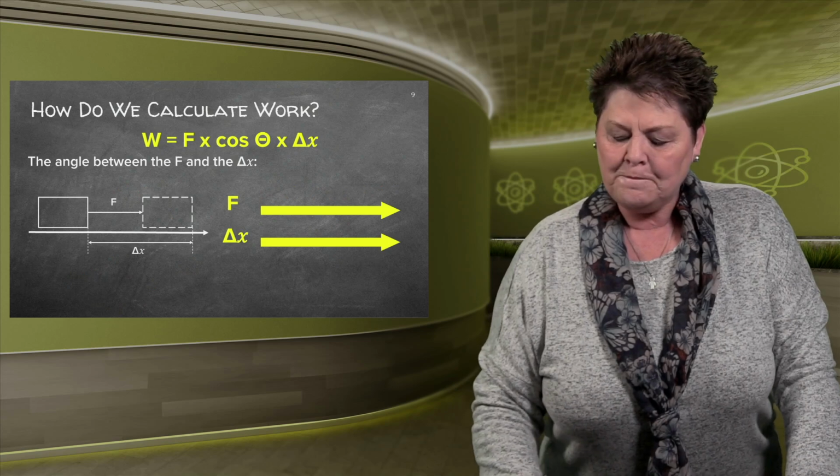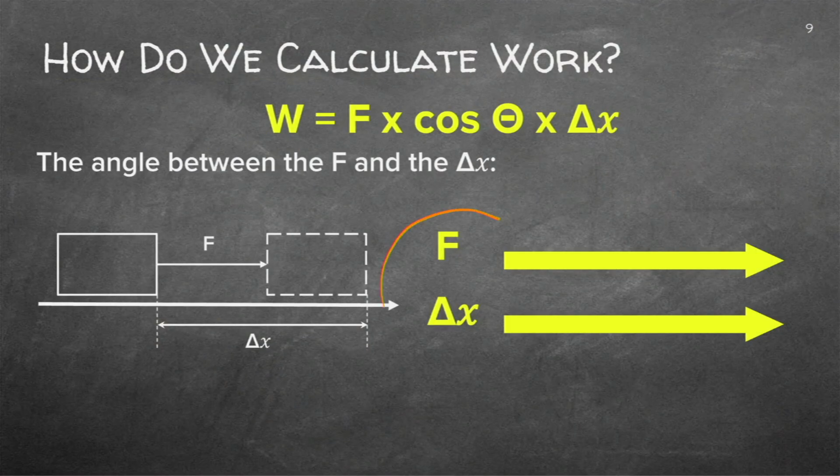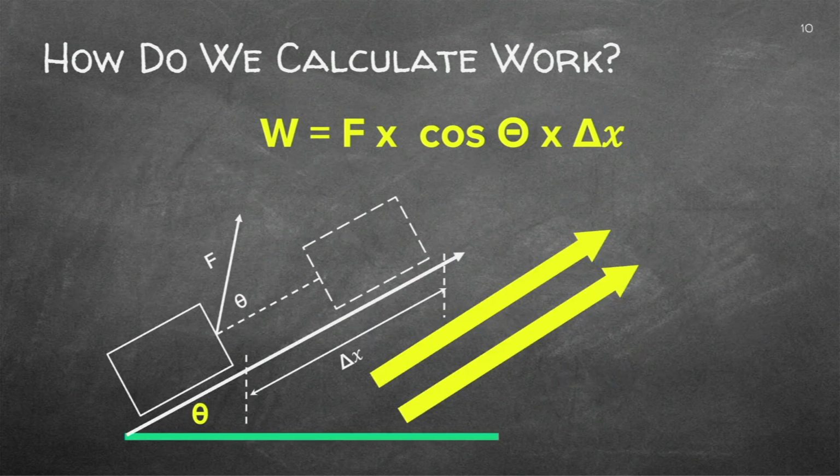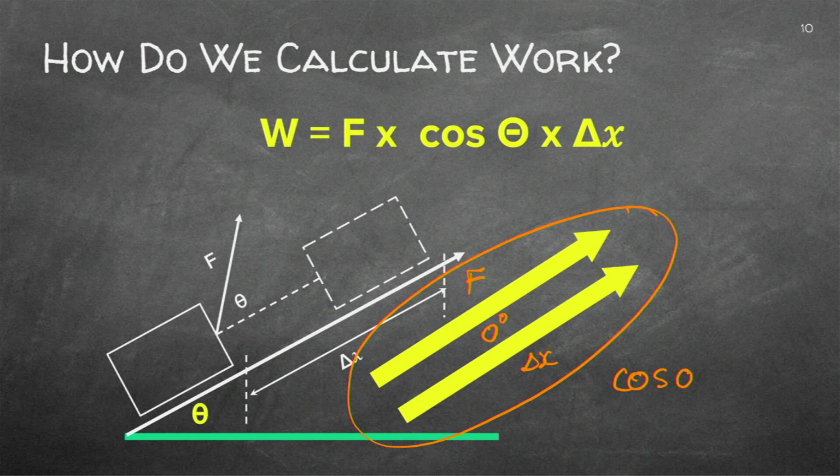Let's have a look at, again, force and delta x in the same direction. Angle 0 degrees, which is a value of 1. Again, this side, I'm working in that direction. The F in that direction, the delta x in that direction, the angle between them 0 degrees, therefore cos 0 degrees is equal to 1.